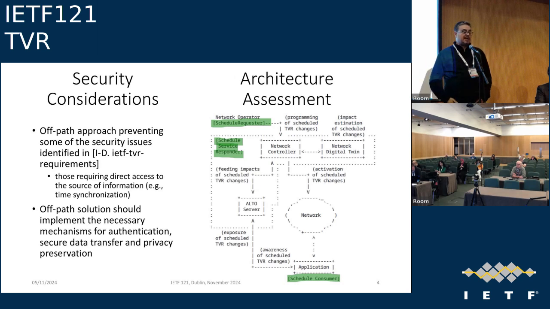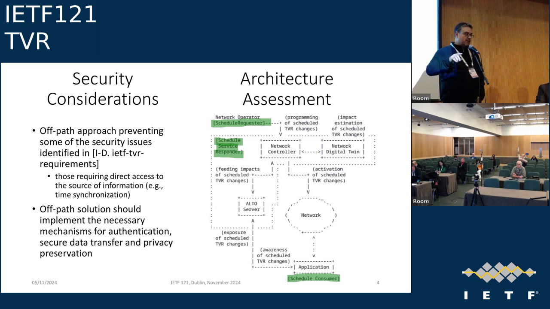Moving to the architectural assessment, in the applicability draft there is an architecture being presented where there are three main roles described: the schedule requester, the schedule consumer, and the schedule responder. So here we did a mapping of those functions to the particularity of this off-path mechanism. And just to highlight that, differently to what is presented in the applicability draft, where the requester and the consumer are played by the same stakeholder, here they will be clearly different stakeholders.